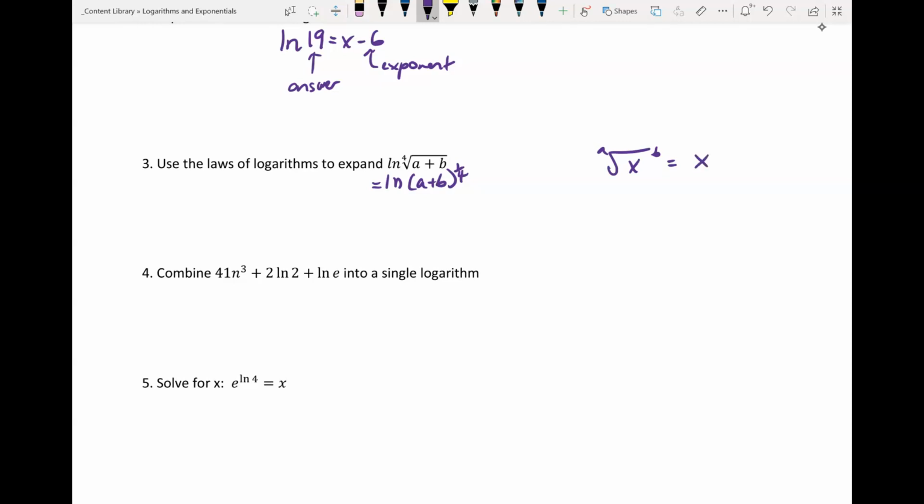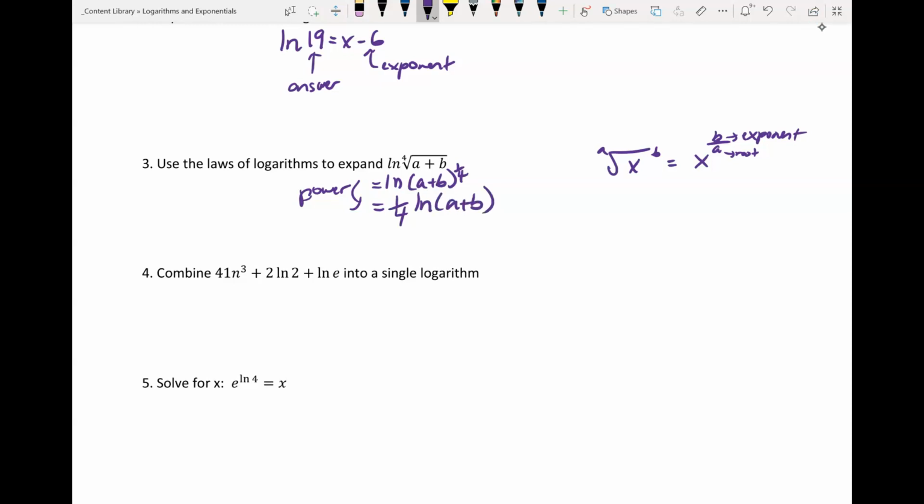The a-th root of x to the power b is going to be equal to x to the power b over a. So this is where your root is, and this is any exponent that could be attached to the inside of your root. Okay, then from here I'm going to use the power law by bringing down my quarter.